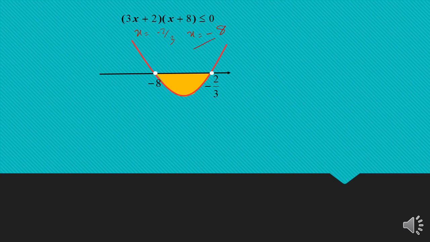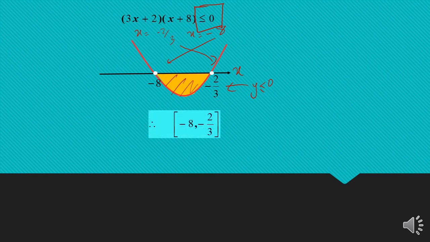So this one is smaller, so it should be on the left side, and then this one will be on the right side. And then we have the question, we want you to find the negative value, which should be below the x-axis. So this is when y is less than or equal to 0. So the area will be in between negative 8 to negative 2 over 3. So this will be the answer.